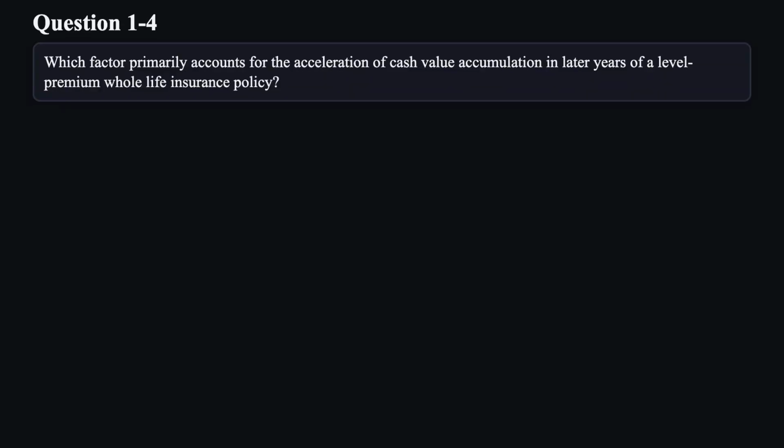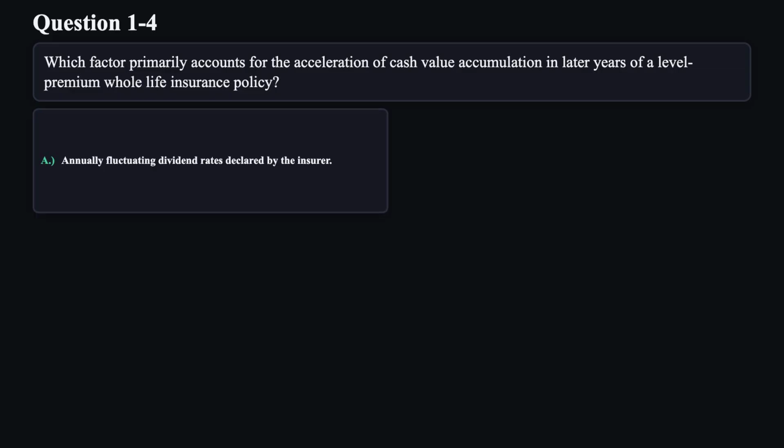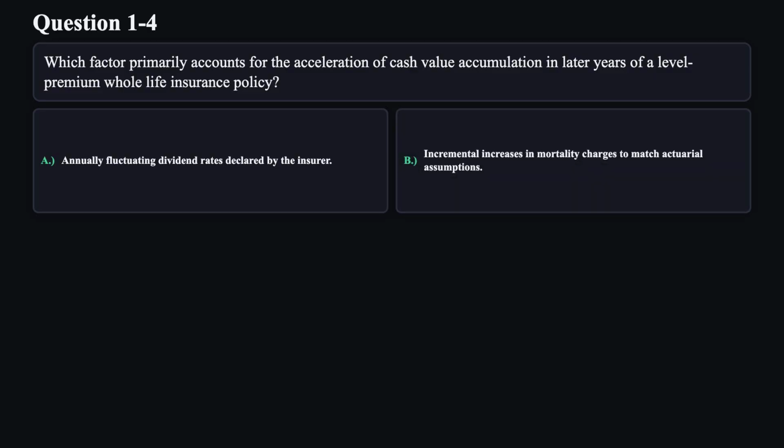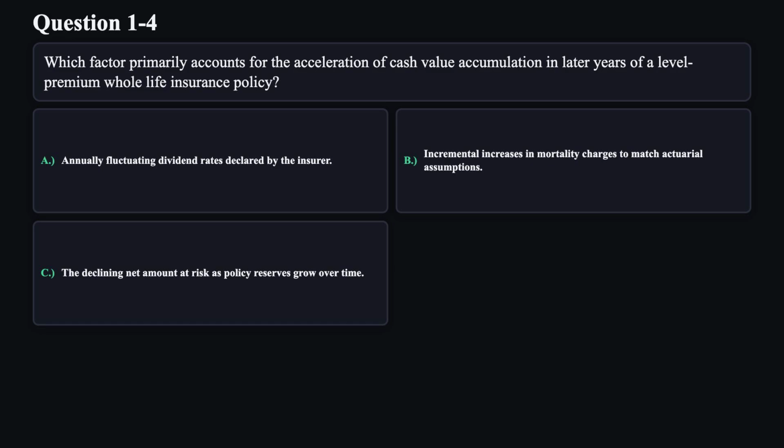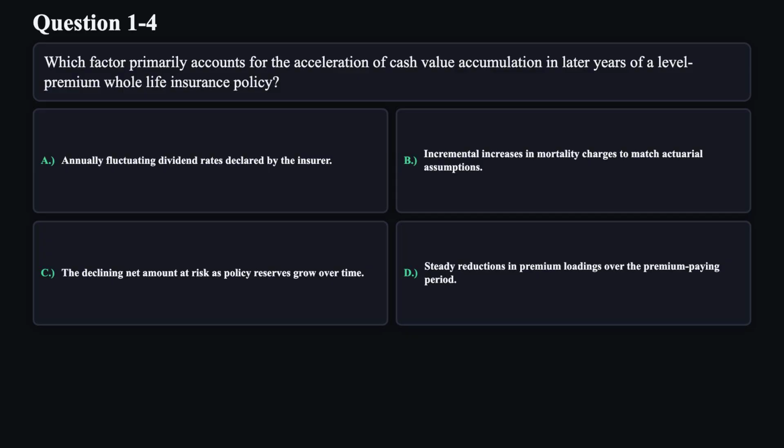Question 4. Which factor primarily accounts for the acceleration of cash value accumulation in later years of a level premium whole life insurance policy? A. Annually fluctuating dividend rates declared by the insurer. B. Incremental increases in mortality charges to match actuarial assumptions. C. The declining net amount at risk as policy reserves grow over time. D. Steady reductions in premium loadings over the premium paying period.